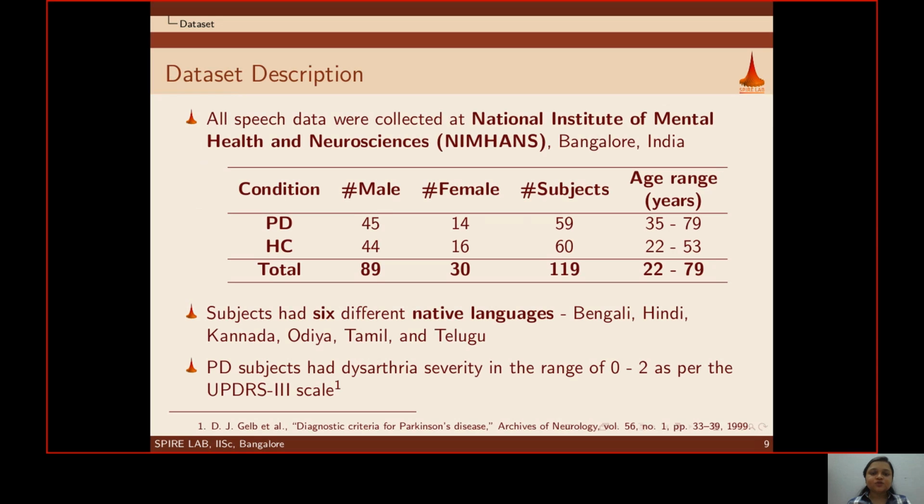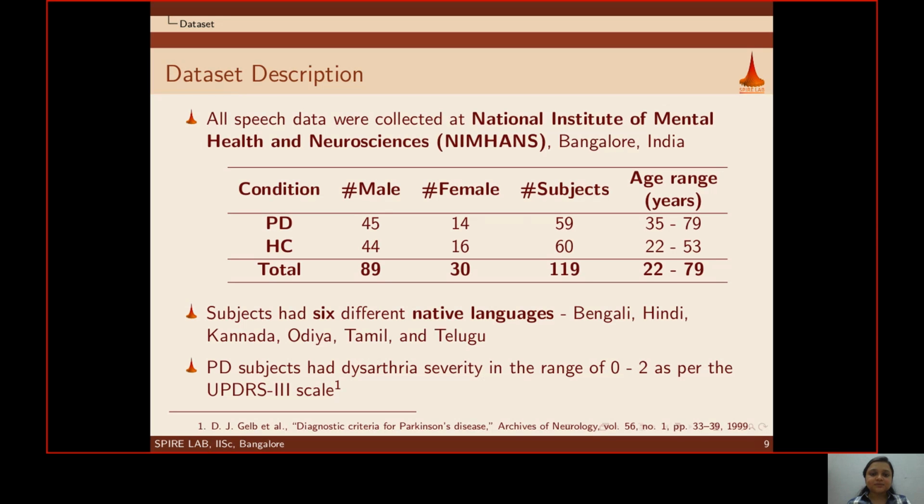All speech data used for the experiments were collected at NIMHANS Bangalore. We used 59 PD and 60 healthy subjects data. The age and gender distributions are shown in this table. The subjects had 6 different native languages: Bengali, Hindi, Kannada, Odia, Tamil, and Telugu.